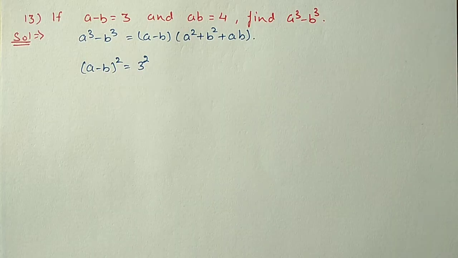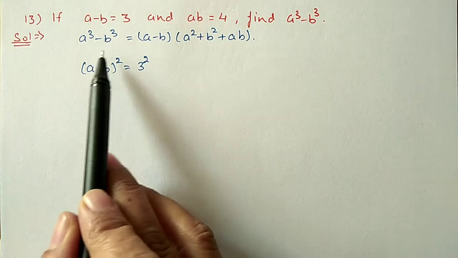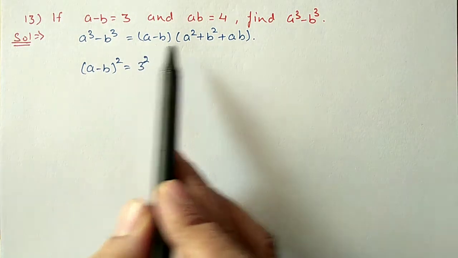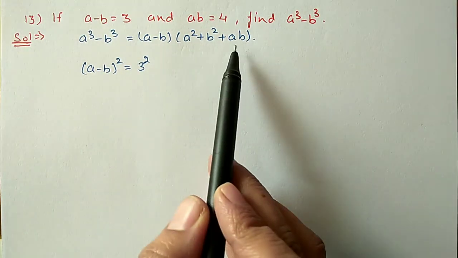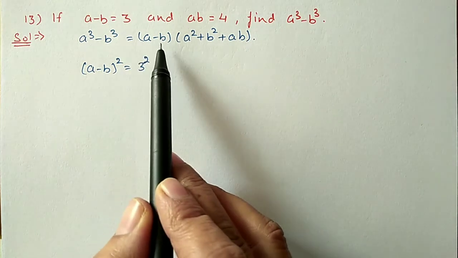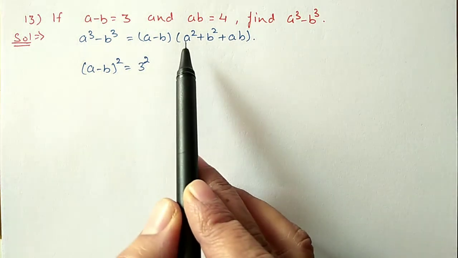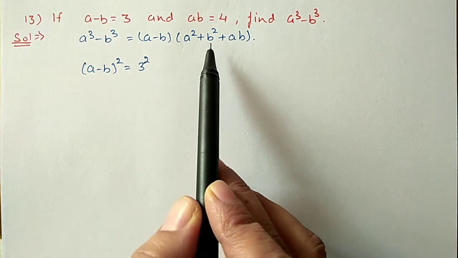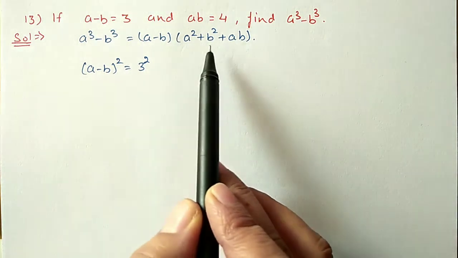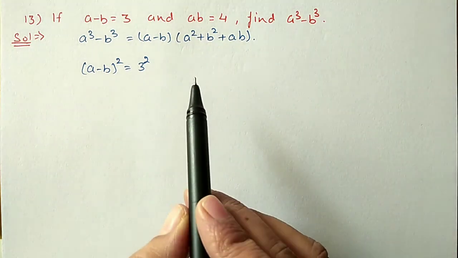Next question number 13. If a minus b is equal to 3 and ab is equal to 4, find the value of a cube minus b cube. The a cube minus b cube formula is a minus b into a square plus b square plus ab. So we have a minus b, ab also, but we don't have the a square plus b square value. So first we will find out this value and then we will substitute in this formula.